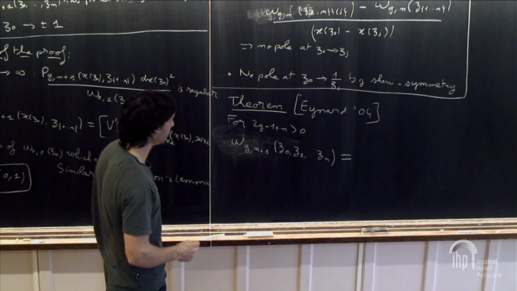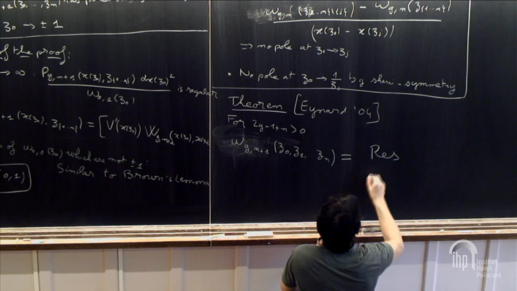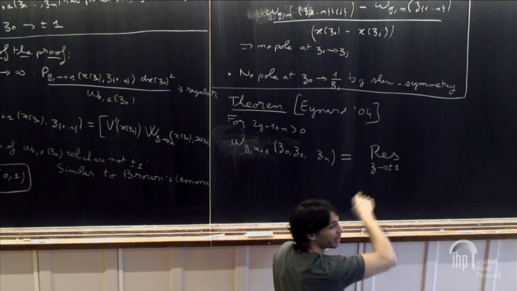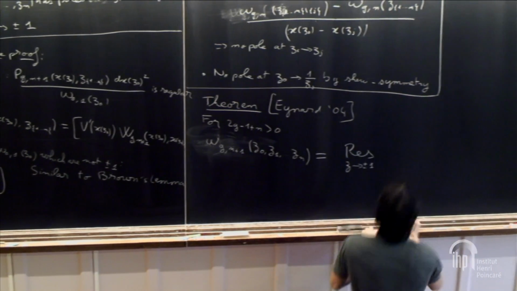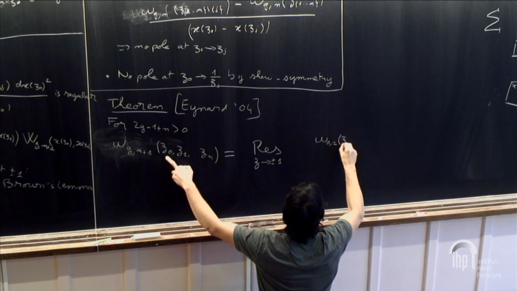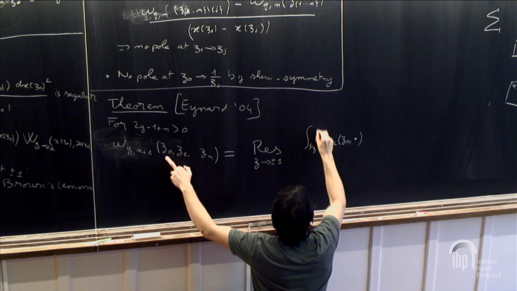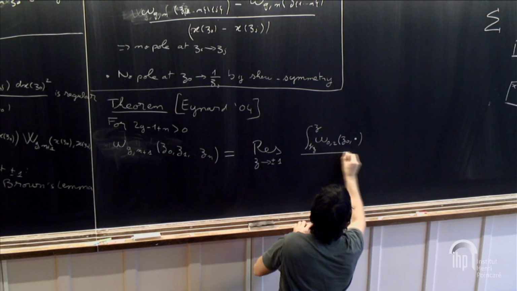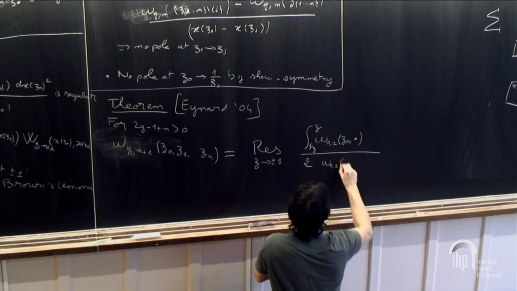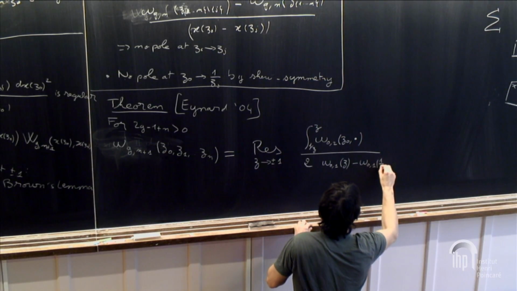Then I've got a closed formula, which is the following one. I take a residue when a variable z goes to plus and minus 1, so it's a sum of 2 residues of this form. You take omega 0,2, where the first variable is Z0, and the second variable is integrated from 1 over z to z. You divide it by 2 times, and you take omega 0,1, you evaluate it at z, minus the same evaluated at 1 over z.